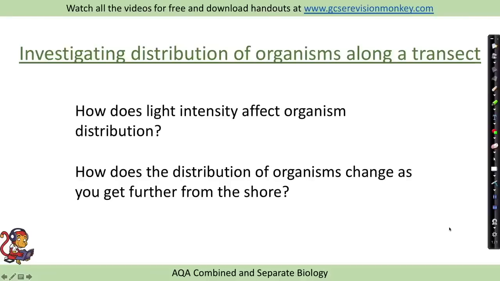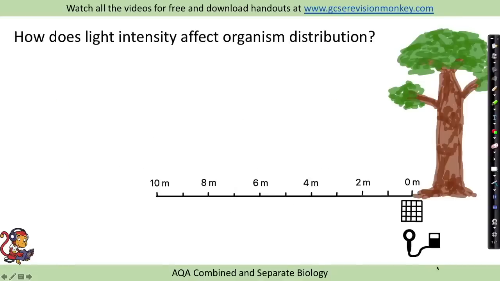Another way we could sample the distribution of organisms is using a transect. So for this we might be asked questions such as, how does light intensity affect organism distribution? Or, how does the distribution of organisms change as you get further from the shore? So let's take this example in terms of seeing how light intensity affects organism distribution.